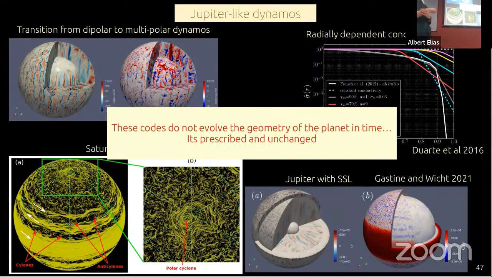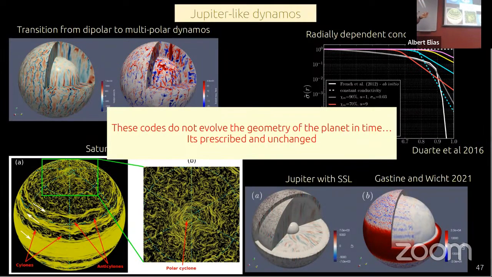What happens with these codes is that they do not evolve the geometry inside the planet. You start with a shell, and that shell does not change. What if the planet evolves and starts contracting? You cannot put this into these codes.